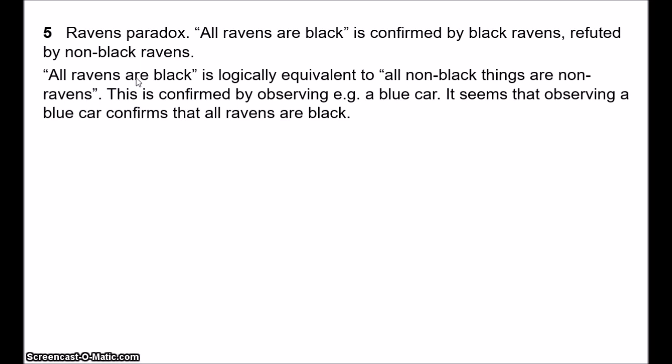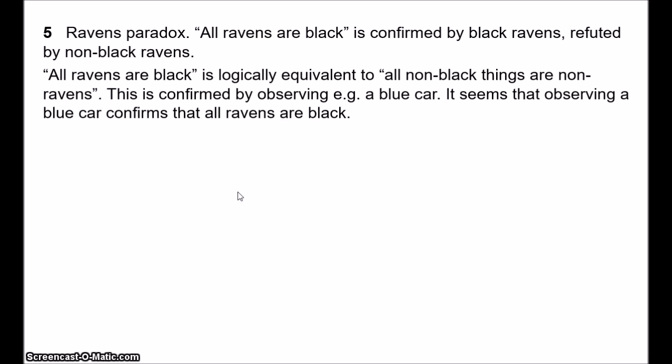So that seems kind of bizarre, because intuitively we'd probably want to say that the hypothesis that all ravens are black is confirmed by black ravens, refuted by non-black ravens, and anything that isn't a raven is irrelevant. It's rather a bizarre conclusion to say that observing cars can confirm hypotheses in ornithology. That seems rather strange. Can the hypothetico-deductivist respond?